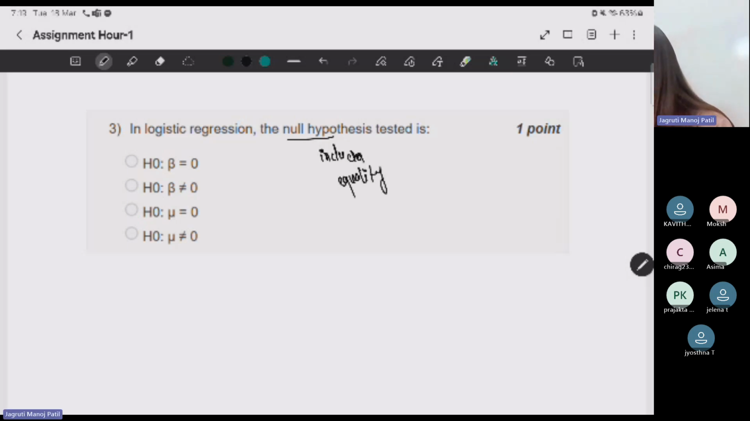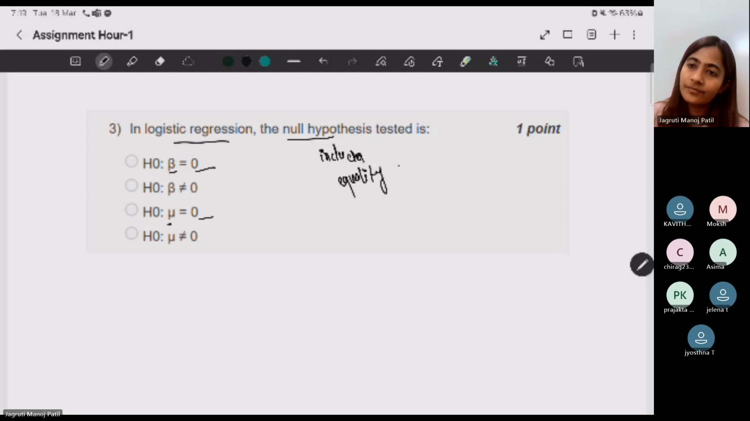Right? Now, if it includes equality, we know that either this would be an option or this would be an option. But what do we consider for regression? Do we consider a mean to be 0 or the regression coefficient to be 0?